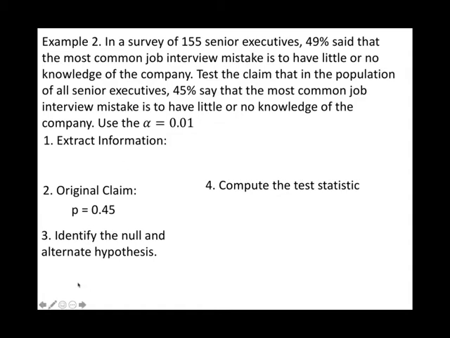Okay, figure out the null and alternate hypothesis. The equal sign is going to go to the null hypothesis. What is the alternate hypothesis? It's going to be the opposite of this, right? So it's going to be not equal to. Okay, left tail, right tail, or two tail? That would be two tail.